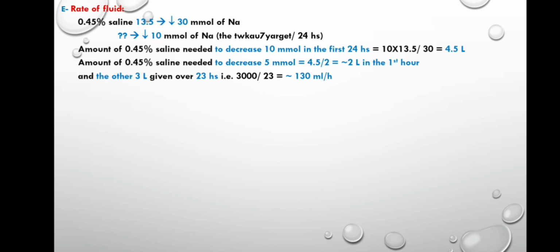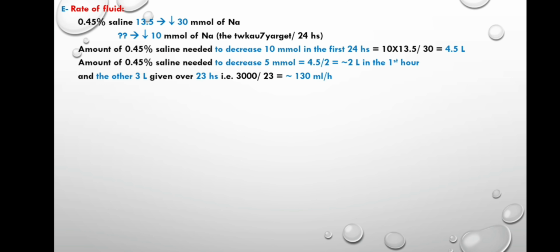So it is a cross-multiplication calculation. How do we know this amount of fluid? You should multiply 10 by 13.5 divided by 30. It will give 4.5 liters. This 4.5 liters will decrease the sodium by 10 millimoles.